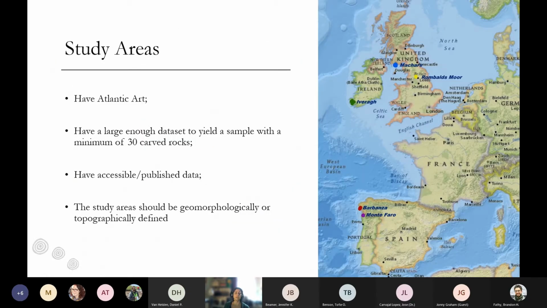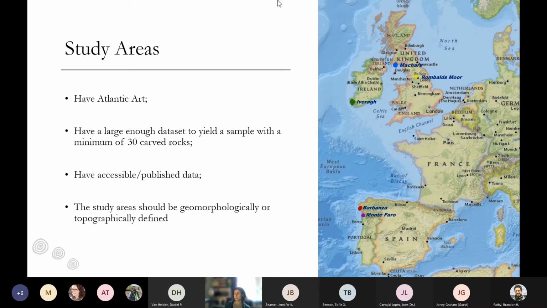So I then decided which areas I was going to study, and I selected specific criteria to define my case studies so that all my areas would be comparable. And I ended up with the Mackers Peninsula in southwest Scotland, that's Dumfries and Galloway, Rombauld's Moor in Yorkshire, so northeast England, Iver Peninsula in southwest Ireland and County Kerry, Barbanza Peninsula in Galicia in Spain, and Montefado in the north of Portugal.